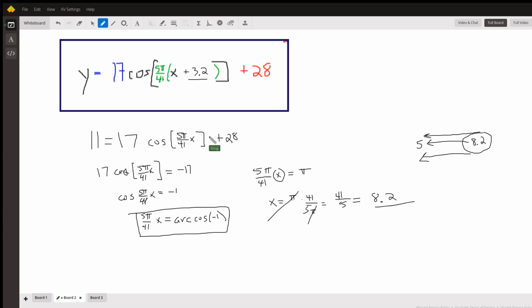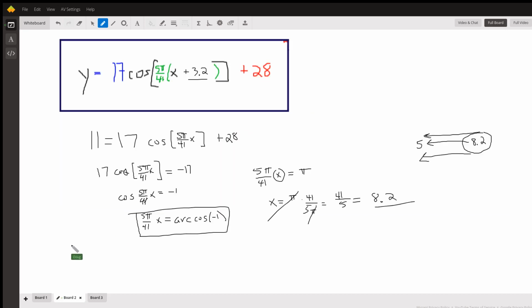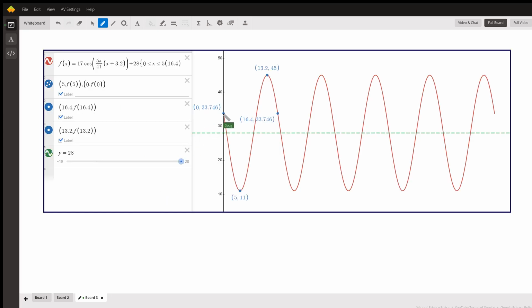That's what this is right here. There's what the graph looks like. And you could plug 0 into this equation right here for y, solve for x. I'm sorry, put 0 in for x, rather, and solve or evaluate this to find out the high point, or the point where the pedal is at time 0, which is this distance, this point right here, 33.746.